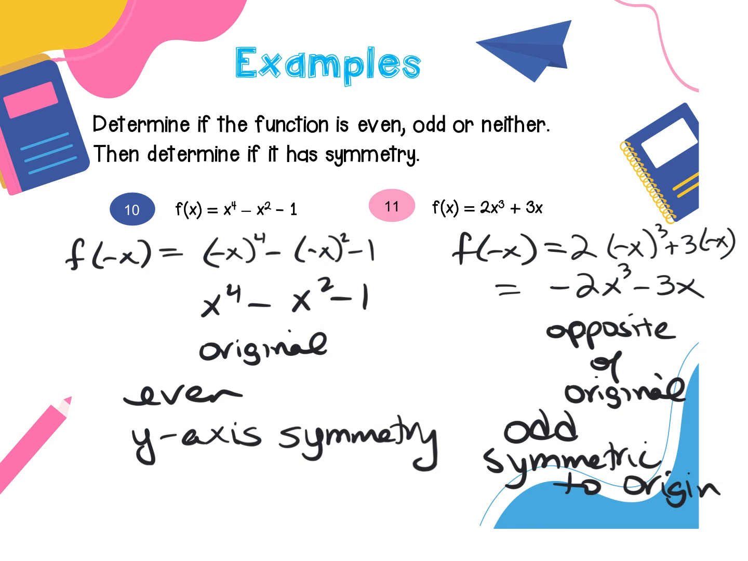So when it's even, y-axis symmetry. When it's odd, symmetric to the origin. Think OO if that helps. And then if it doesn't totally turn back to the original or have everything opposite signs, then it's going to be neither. And then the last thing we need to cover is finding the zeros of a function.